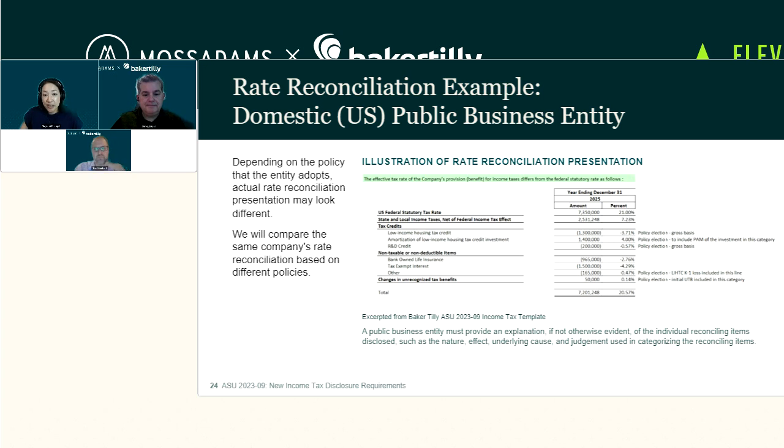So first off, using this domestic illustration, we wanted to talk about the policies that David talked about, how it's going to change the presentation of your rate reconciliation. It's pretty impactful, so we wanted to talk about that using an extreme example. And we also wanted to mention that this is a relatively small rate reconciliation, being a domestic business entity, but they are still following different categories specified under the standard. So you're going to see U.S. federal statutory tax starting from 21%, and then you have a specific category.